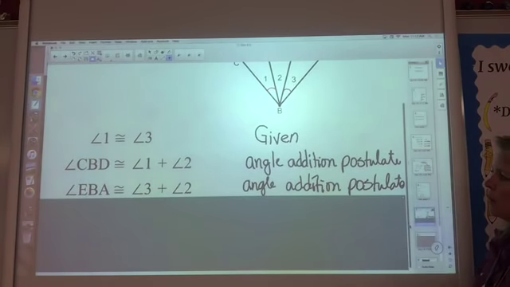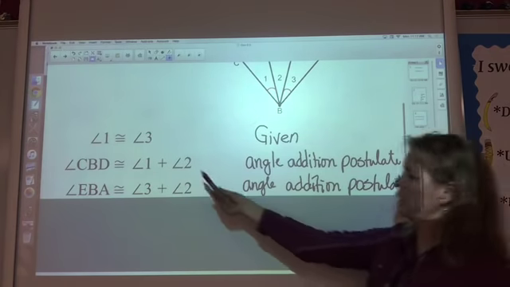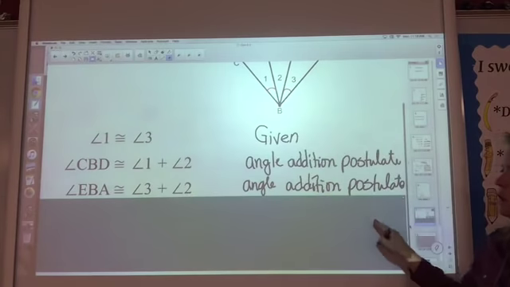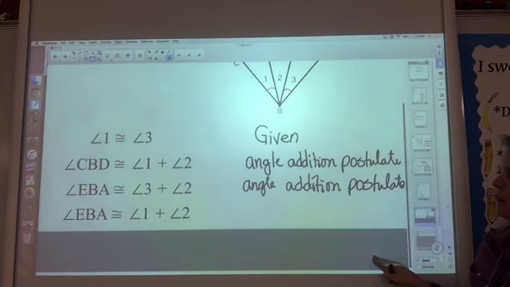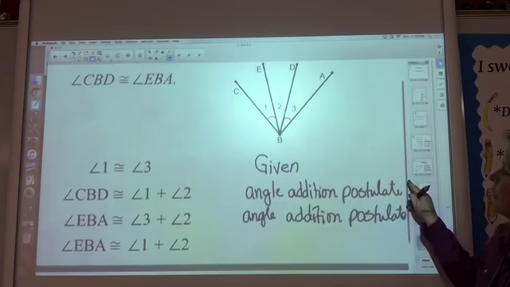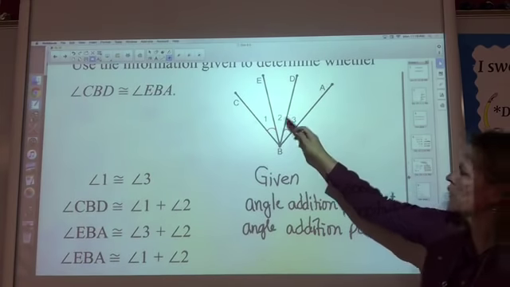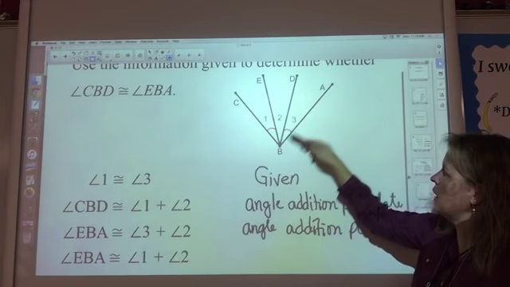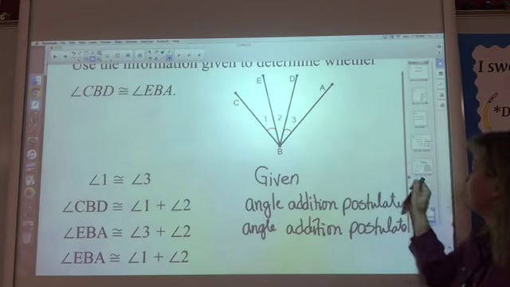Take a look at the top. We're trying to prove that angle 1 is congruent to angle 3. We're getting there. We're not there yet. But we at least have angle 1 and angle 3 in our equation somewhere. So what do they do from there? They tell us that angle EBA is congruent to angle 1 plus angle 2. Well, that's weird, because if you look at the diagram, angle 1 plus angle 2 has nothing to do with EBA. It's 2 and 3.